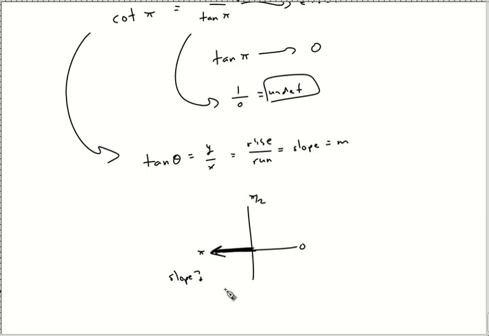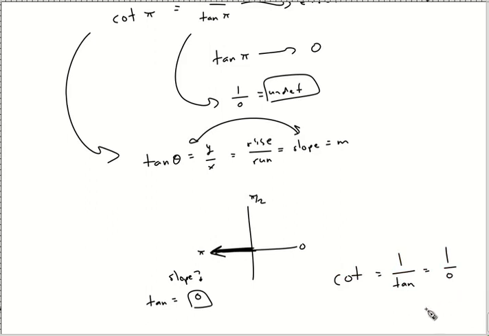Well, it's a flat line. So it's 0. My tangent's equal to slope. My tangent is equal to 0. Okay? Cool. Well, they're asking for the cotangent. Cotangent's 1 over tangent. I just discovered that my tangent's 0. 1 over 0 is undefined. Okay? So that's kind of like the theory here.